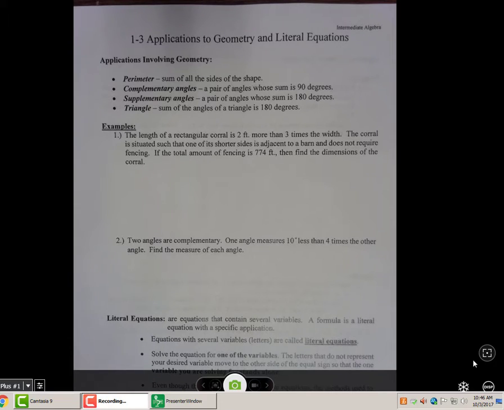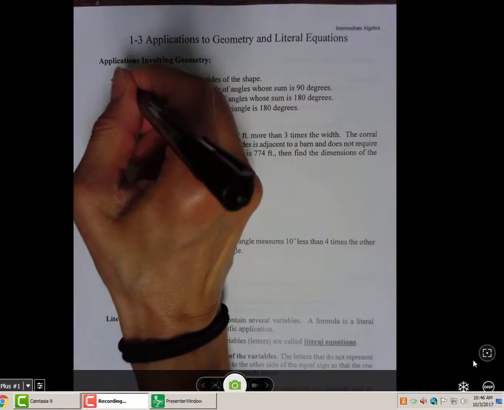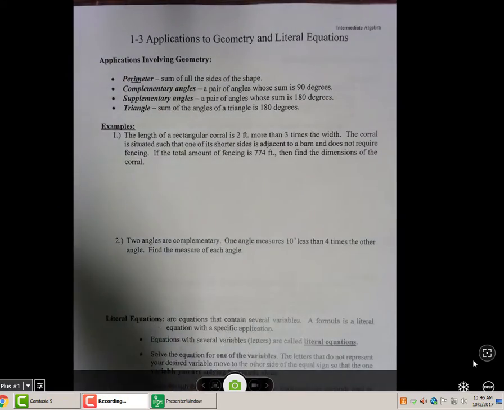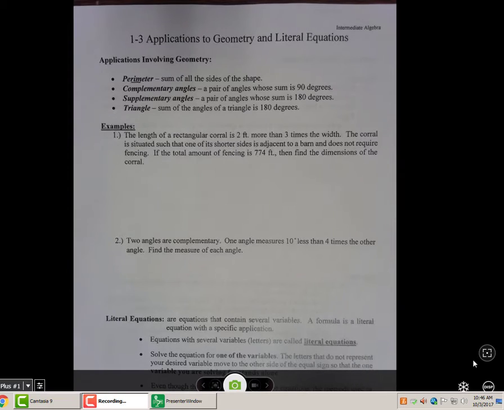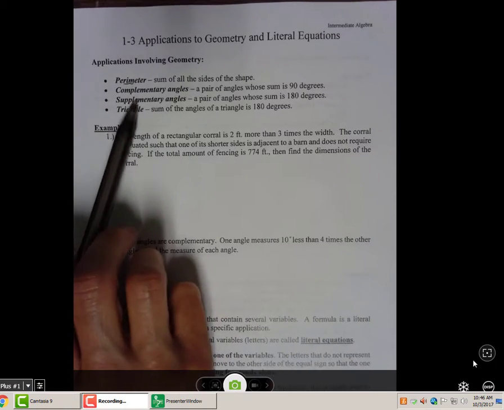Perimeter, of course, as you recall, is the sum of all sides of a shape. So I like to think about the word rim in there, and the rim is all the way around the edge, and so that's essentially what you're doing, is finding the sum of all the sides all the way around the edge. And then we have complementary and supplementary angles.